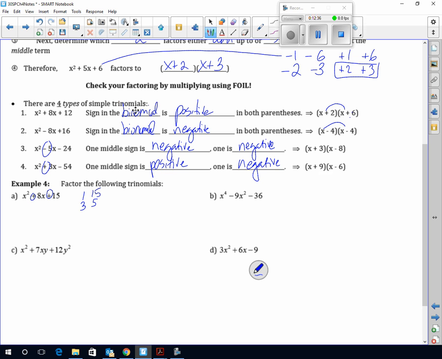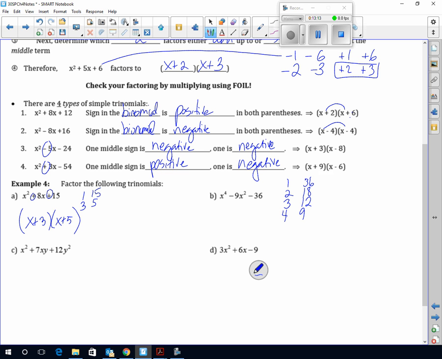Okay, how about this one? This one might be harder because factors of 36, there's a lot more of them. So the way I would do it is start at 1, then go to 2, and list it that way, so you don't just randomly pick because you might miss one. So 1 and 36, 2 and 18, 3 and 12, 4 and 9, 5 doesn't work, 6 and 6. Okay, so what's the only one that might work here? 3 and 12. Now we have to play around.